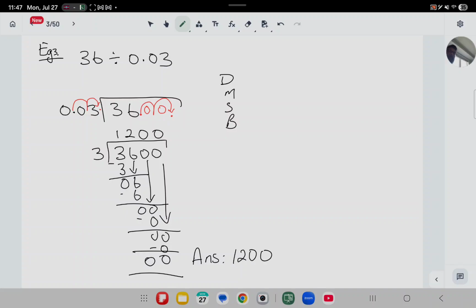So to recap, always remember, when dividing decimals, we always ensure that the divisor is a whole number. If it is not a whole number, we move the decimal point to the right-hand side to make it a whole number. And if you had to move the decimal point in the divisor, you also need to move it in the dividend the same number of times. All right, so that's it for division of decimals.